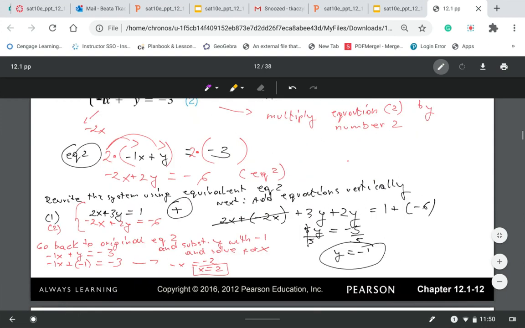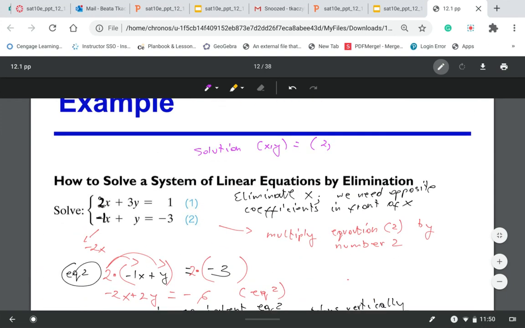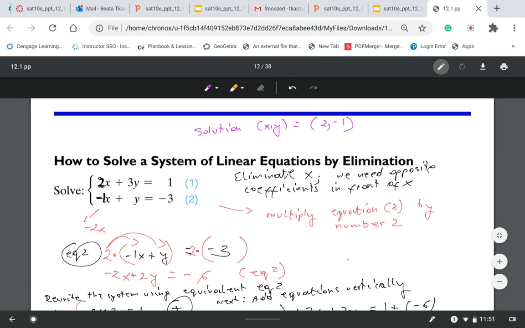So x was equal 2 and y is equal negative 1. If you're not sure you solved it correctly, you can always replace x with 2 and y with negative 1, and make sure that equation 1 gives you 1. You can do the same thing in equation 2: substitute x with 2 and y with negative 1, and make sure that you end up with negative 3. So if you're not sure, you can always check if that's the correct solution.